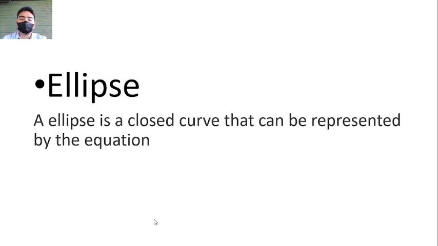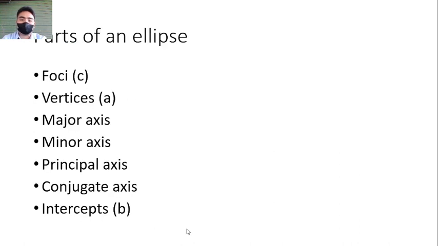So what are the parts of an ellipse? An ellipse has foci, vertices, major axis, minor axis, principal axis, conjugate axis, and intercepts. As you will notice, there are letters right beside the foci, vertices, and intercepts. And maybe some of you will tell me that the way I am pronouncing this word is wrong.